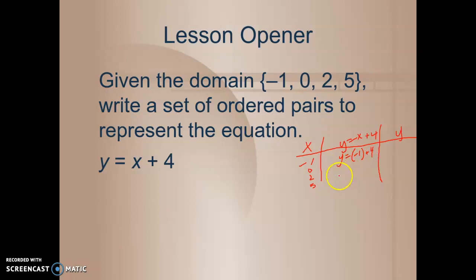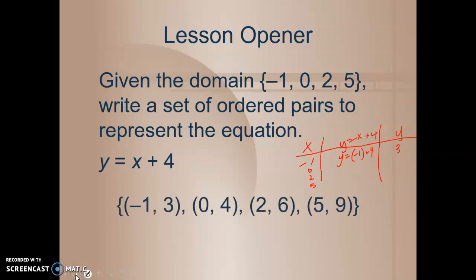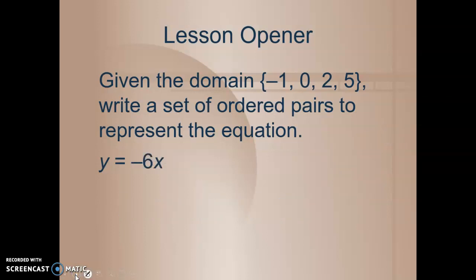We would do that for each of our domains, and when we simplify this first one at least, we get y equals -1 plus 4, which is just y equals 3. When we do that for all of those domain values, the ordered pairs that we get are -1, 3, 0, 4, 2, 6, and 5, 9.